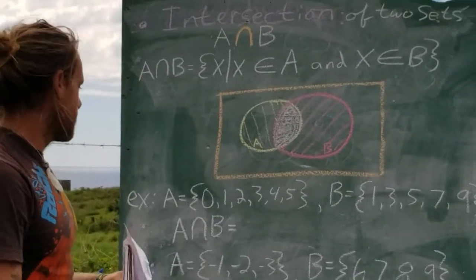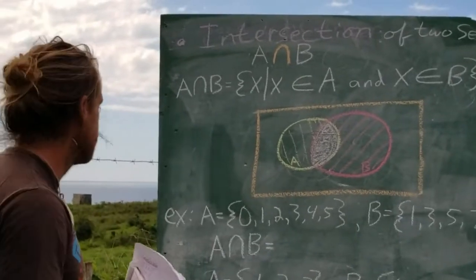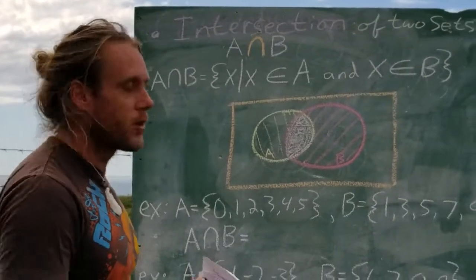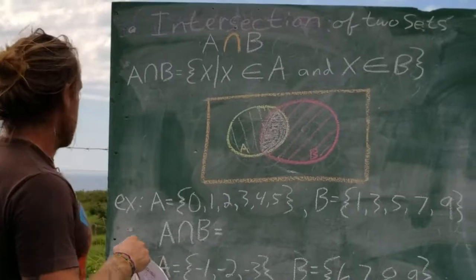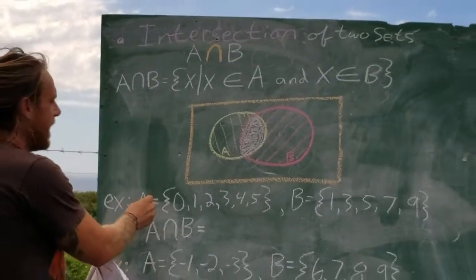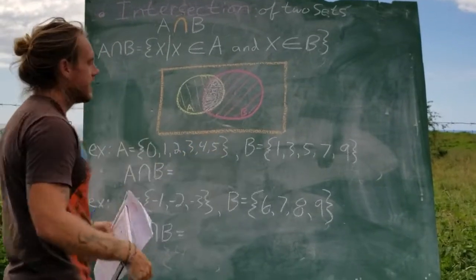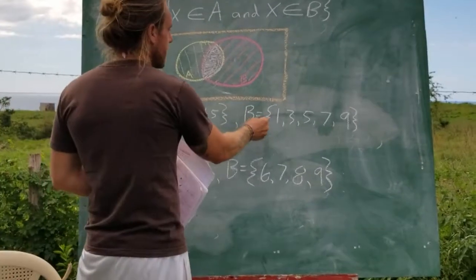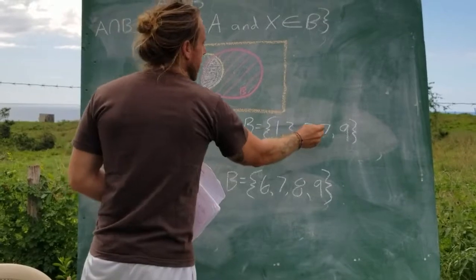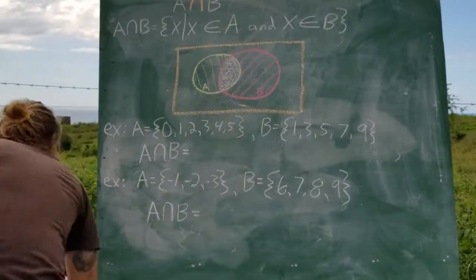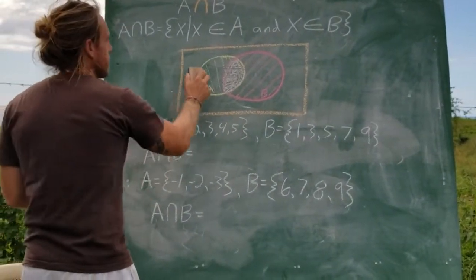So let's look at some, again, fairly straightforward examples. We'll move on to a little more interesting ones for the homework. I'll let you guys deal with that stuff. Example 1. Let's let set A be the set consisting of the elements 0, 1, 2, 3, 4, and 5. Set B consisting of the elements 1, 3, 5, 7, and 9. All right, let's draw our picture.